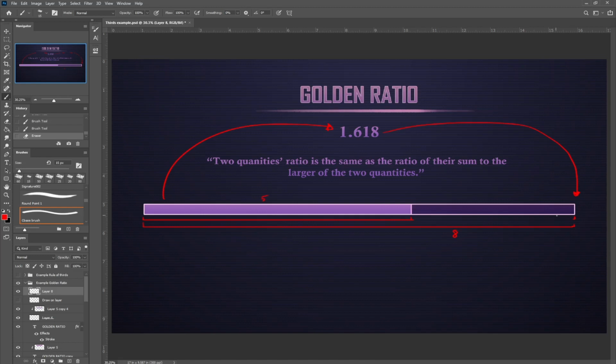And then if we divide this 5 by 1.618, we get something that looks like that. It's this big. And this can go on and on and on forever. It's an infinitely scalable measurement that fits together.